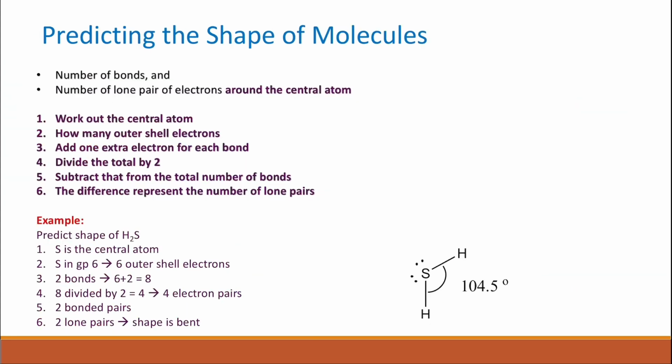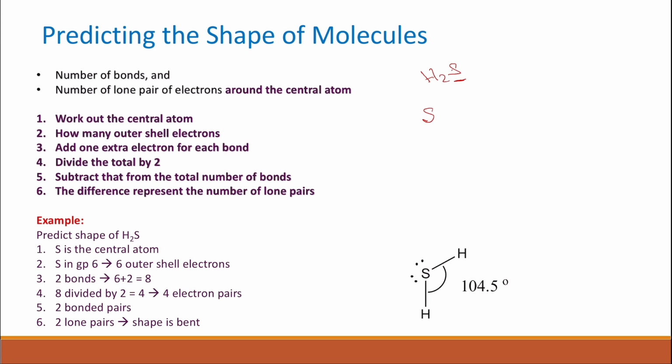How to predict the shape of the molecule? To predict or determine the shape of a molecule, you need to follow the following steps. First of all, you need to find the central atom, and then you need to find how many bonds there are. So if we have something like hydrogen sulfide, H2S, the central atom here is sulfur, because this is the atom where all the bonds are around, and we have two bonds around it.